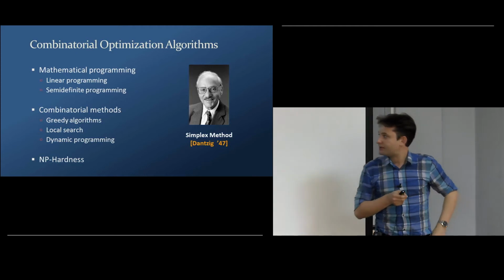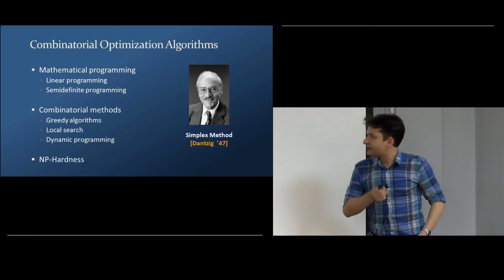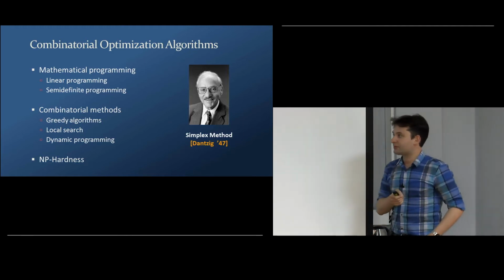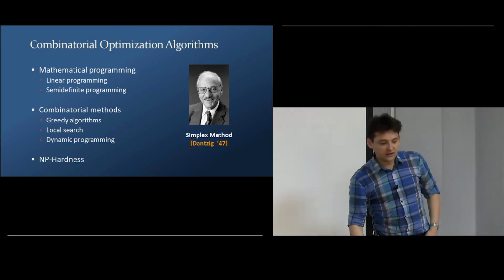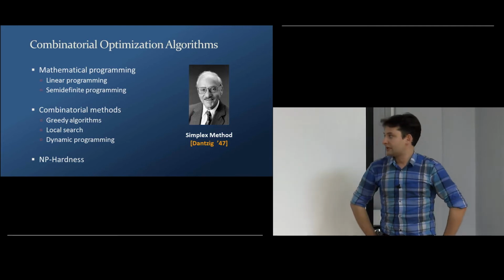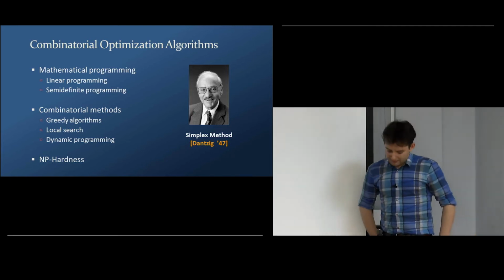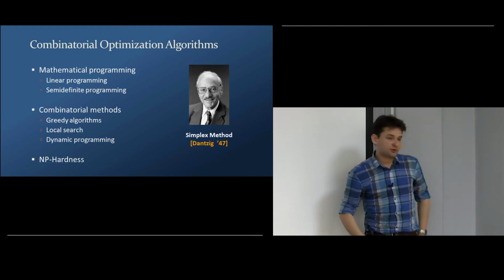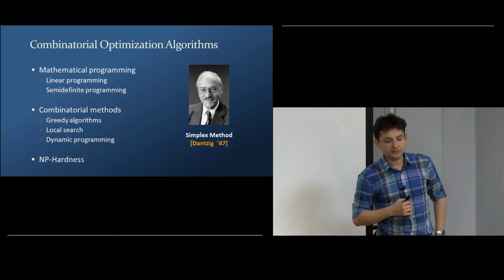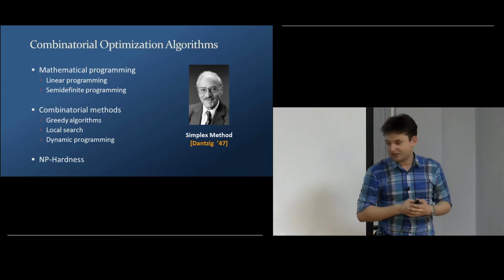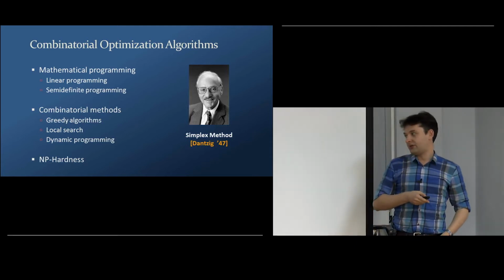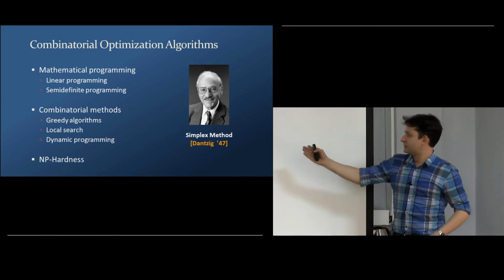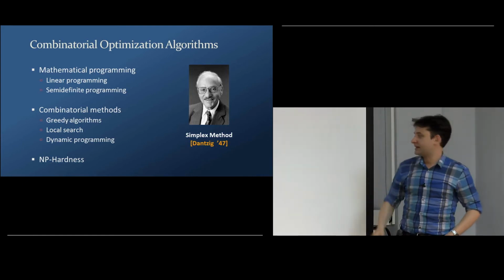The history of combinatorial optimization goes back to the 1940s, and there are many techniques today for solving problems like linear programming, semi-definite programming, more generally convex optimization. There are various techniques based on combinatorial methods. The most basic methods are greedy algorithms, local search, dynamic programming. And today we know that some problems are NP-hard. So essentially all famous combinatorial optimization problems are NP-hard, and we can't solve them exactly. For example, the linear programming algorithm goes back to the work of Dantzig in 1947.